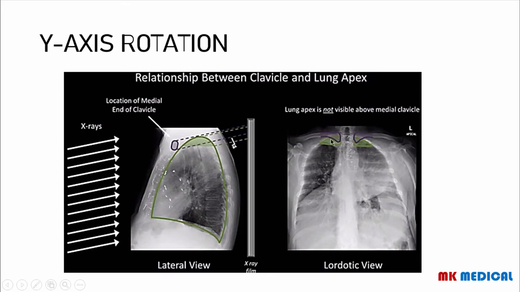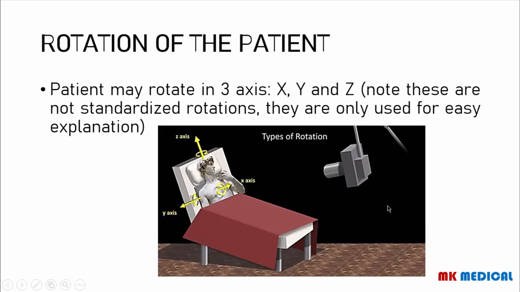So you will see that the apices can be seen here. You see that the mediastinum here is distorted. The lungs appear much smaller than they are supposed to be. And the diaphragm also cannot really be appreciated. The costophrenic angles also cannot really be appreciated. So those are the consequences that you get when this patient rotates in the y-axis.